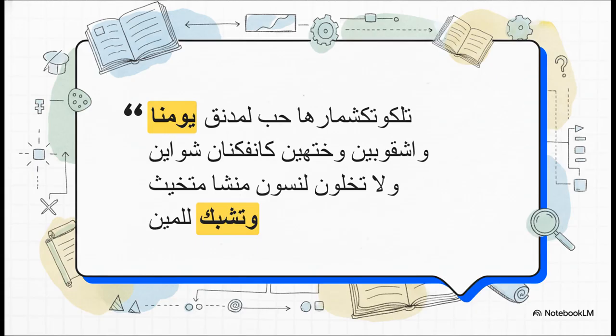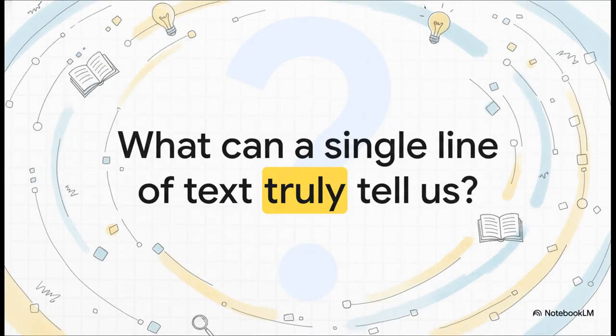This is the artifact at the very center of our investigation. Now, for a moment, don't worry about what it says. Don't even try to read it. I just want you to see it as an object, almost like a shape, just a piece of raw information. And this leads us to the big question for today. What can a single line of text, totally removed from its context, actually tell us? You might be surprised by the answer.